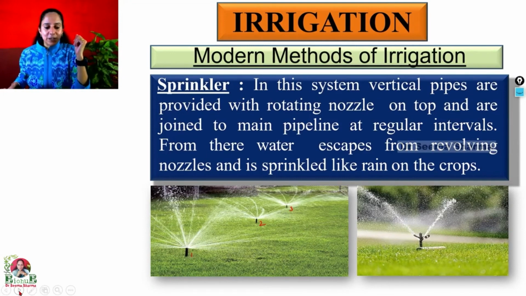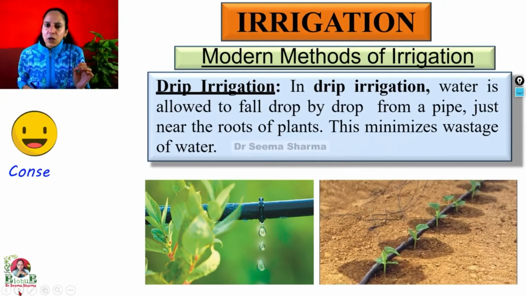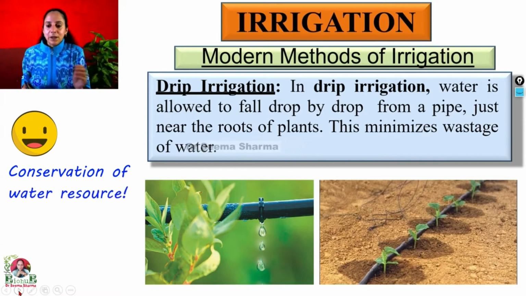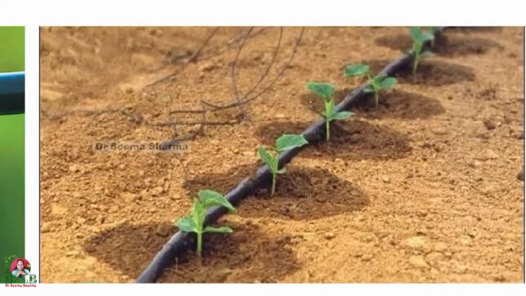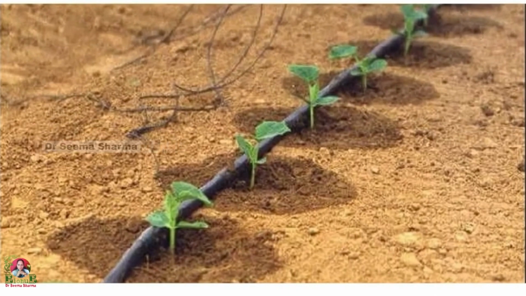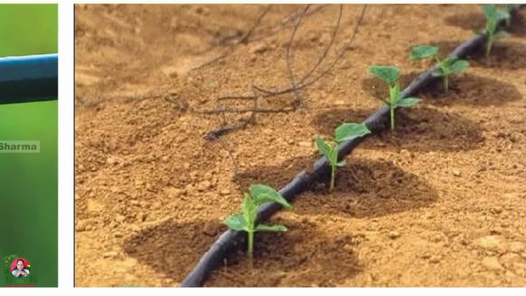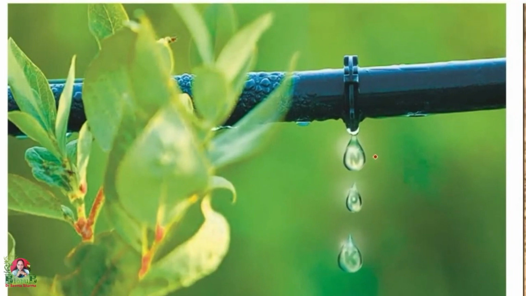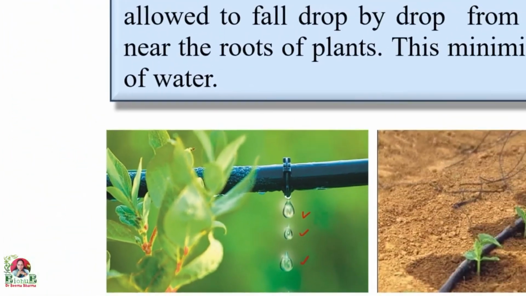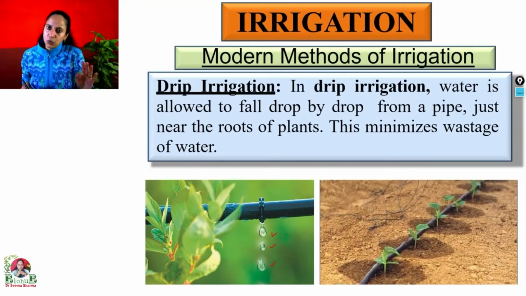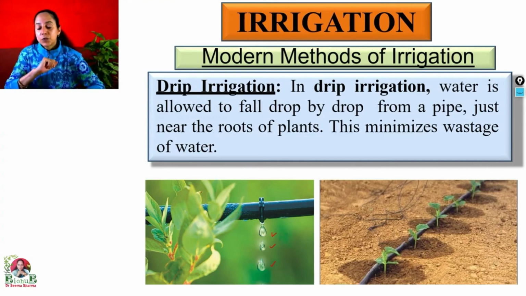Second modern method of irrigation is drip irrigation. In this, the conservation of water is maximum. In drip irrigation, water is allowed to fall drop by drop from a pipe just near the roots of the plants. This minimizes wastage of water to a large extent. So here in this picture, you can see water is trickling down drop by drop from the pipe, fulfilling the water requirement of our crop plant and thus reducing the wastage of water to a large extent. Drip irrigation is very good in land which is very dry and where there is scarcity of water.